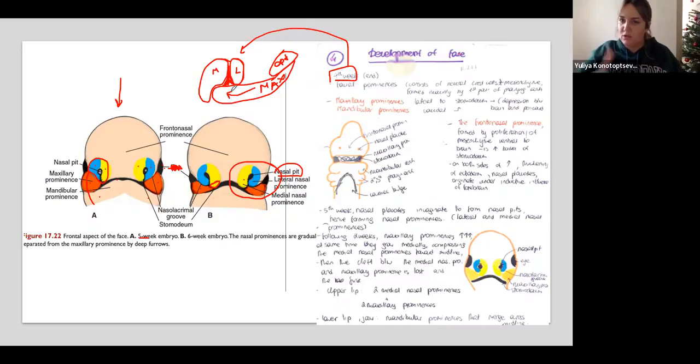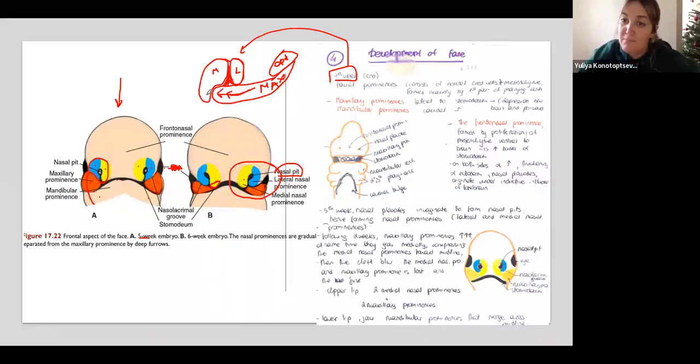What is this way? Towards the middle. We can see that there's 1 maxillary prominence here, and another maxillary prominence here. Starting from the 4th week, in the next 2 weeks, they start to expand this way. They're growing towards the middle. If your maxillary prominence is pushing towards the middle, what is in front of it? A medial nasal prominence, right? So of course it will push it towards the middle as well.